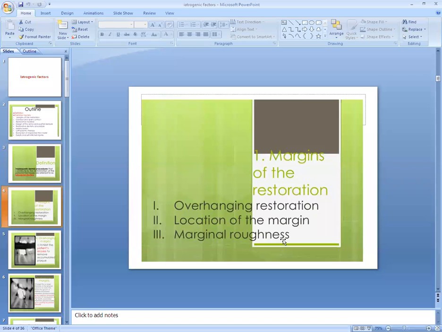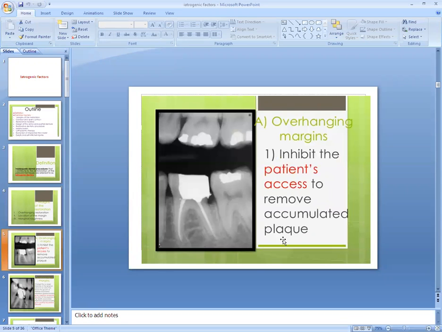First is the margins of the restoration. Basically, there are three types of restoration margins. First one is the overhanging restoration. Second one is the location of margins, and third one is the marginal roughness. So what are overhanging margins?